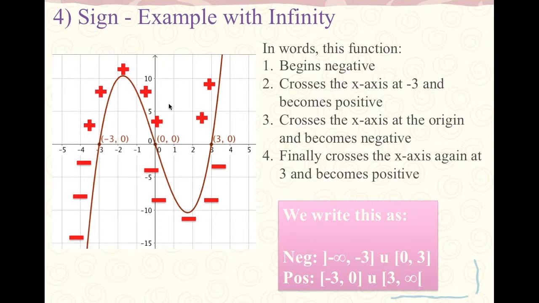It's negative from negative infinity to negative 3, union 0 to 3. These are the two instances where it's negative. And it's positive here, first instance, from negative 3 to 0. Remember, x-axis. And then again, it is positive from 3 to infinity. So just check it out here: two instances when it's negative with a union, two instances where it's positive with a union, looking at x-axis values only.